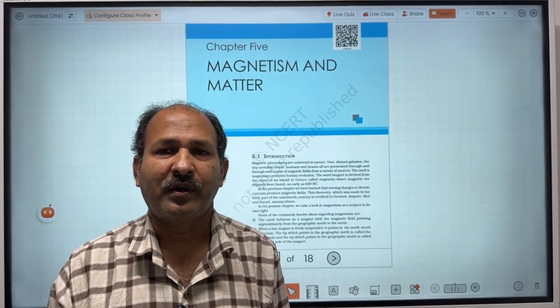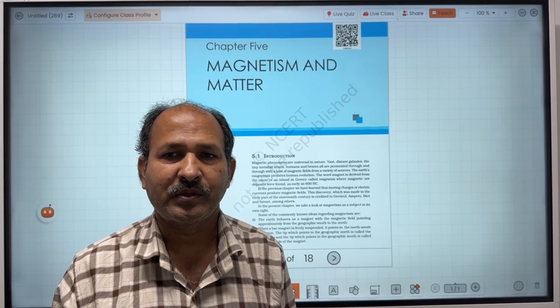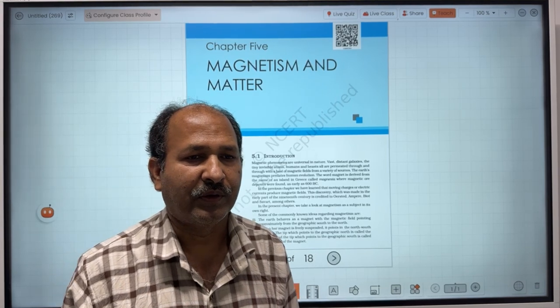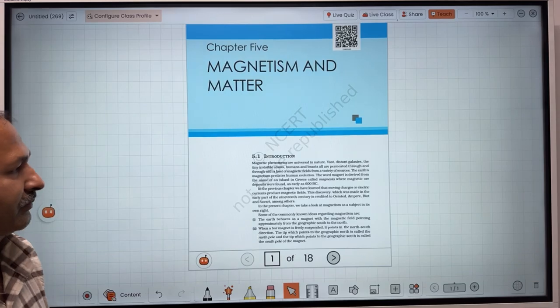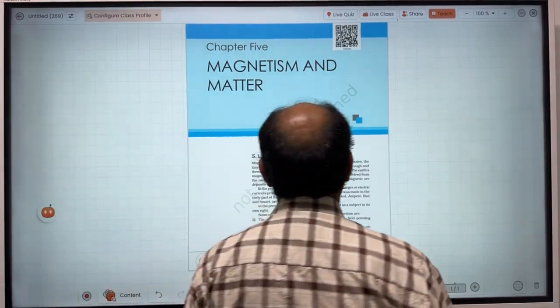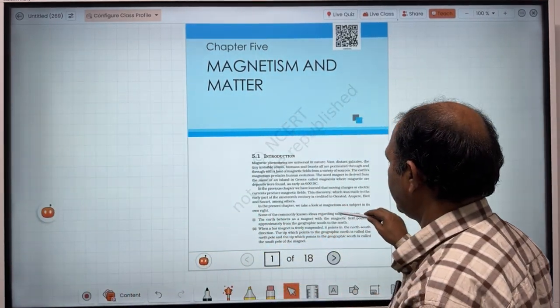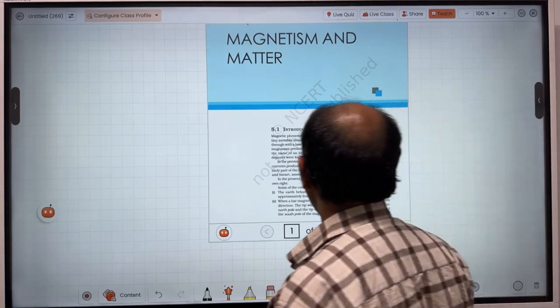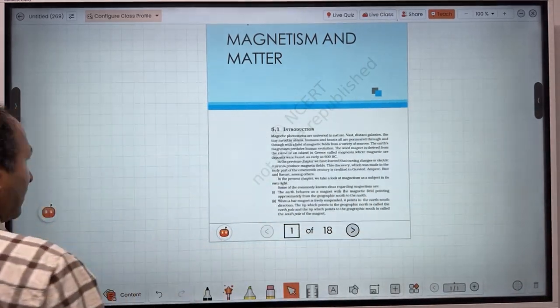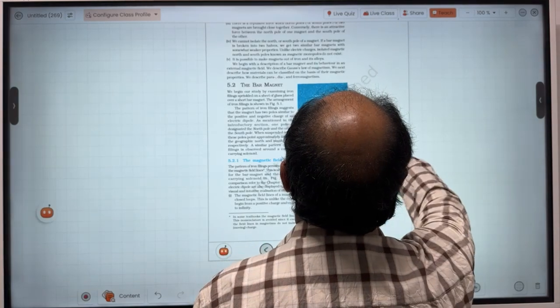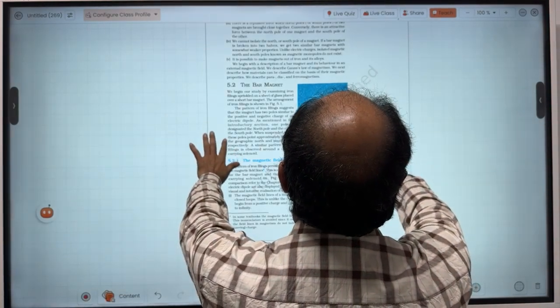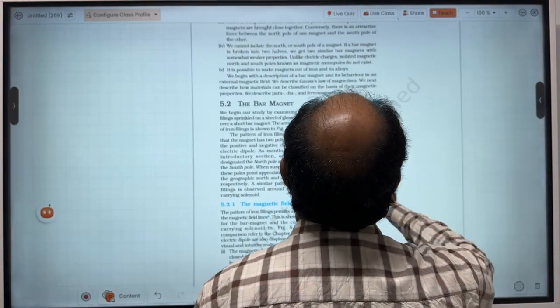Today we are going to start the 5th chapter of class 12 physics. The chapter is named Magnetism and Matter. You are all aware of magnetism, and you also know the basic properties of a magnet very well. So here some basic points are given, and we can read them together.